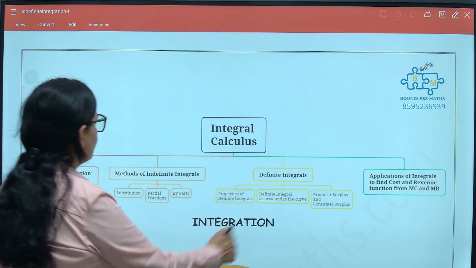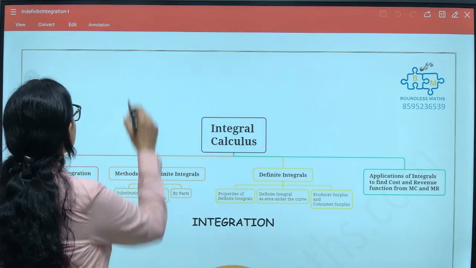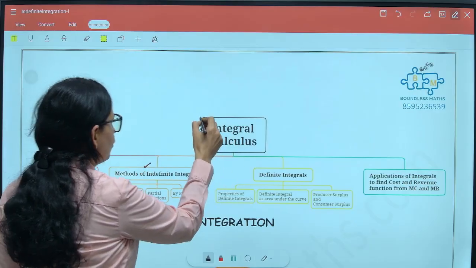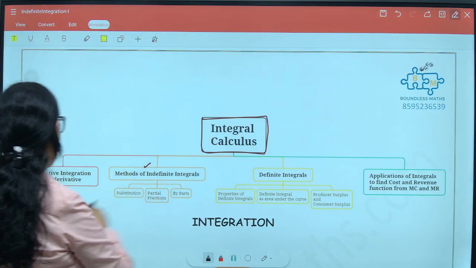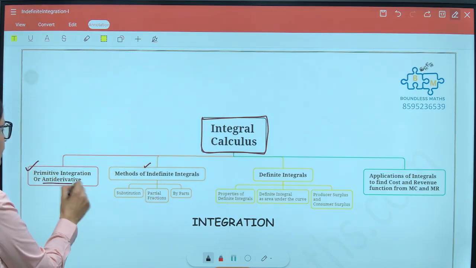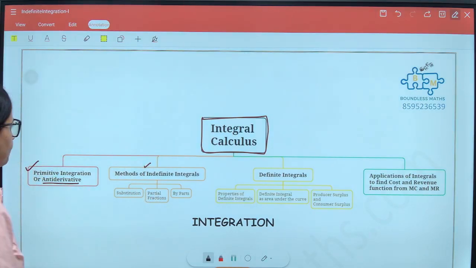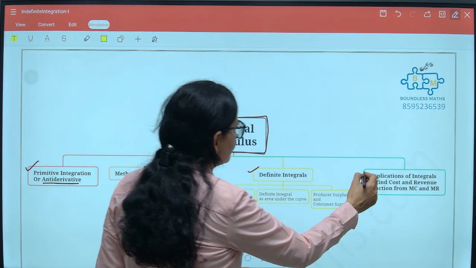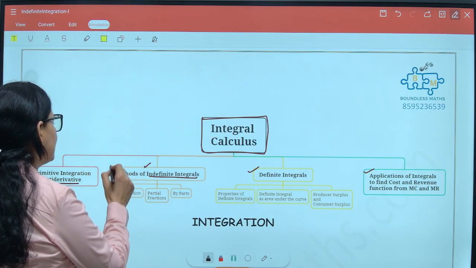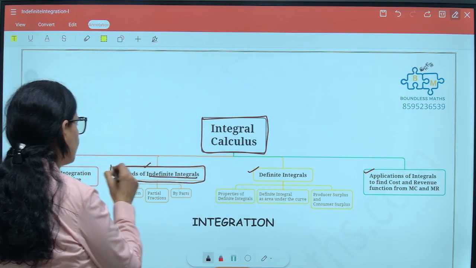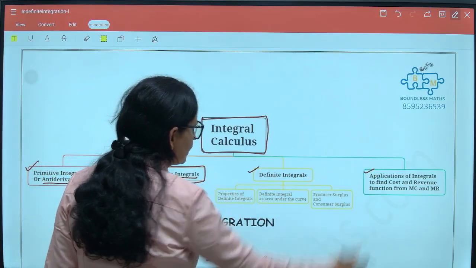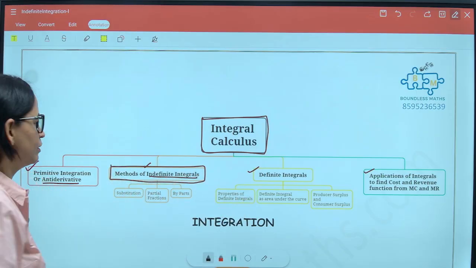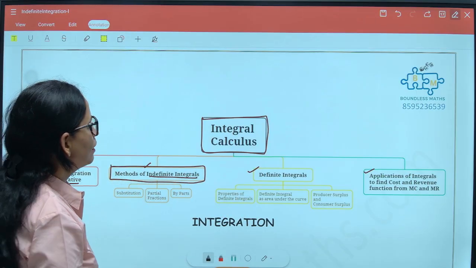Now in this video we are going to cover indefinite integrals. So overall in integral calculus we have primitive integration, or finding the antiderivative of a function. Then we have indefinite integrals, definite integrals and then applications. This part, indefinite integrals, actually forms the basis of doing definite integrals and applications. If you are clear with this part, you will not face any problem going further and doing applications of integrals.